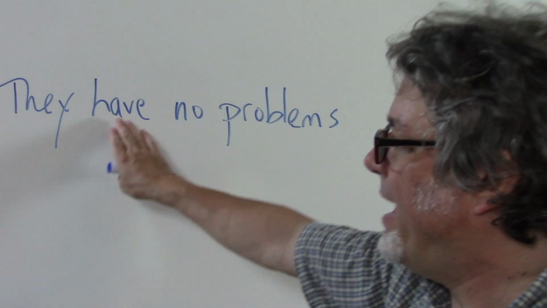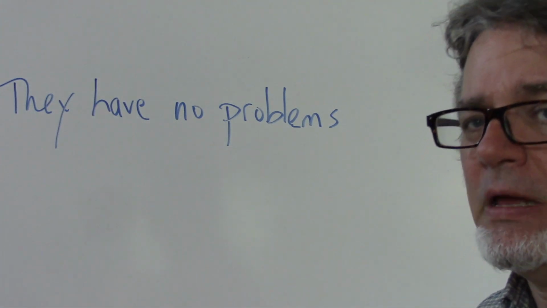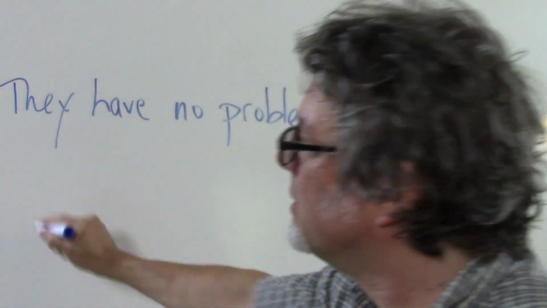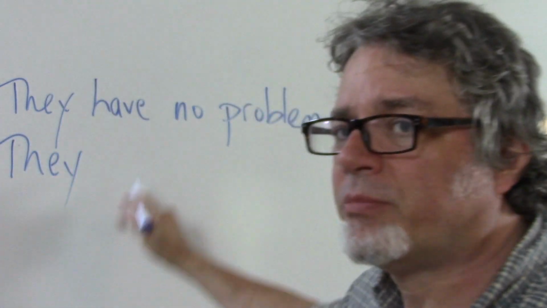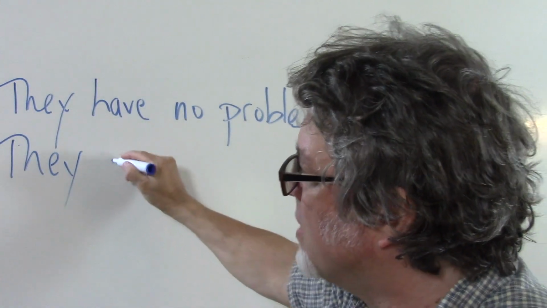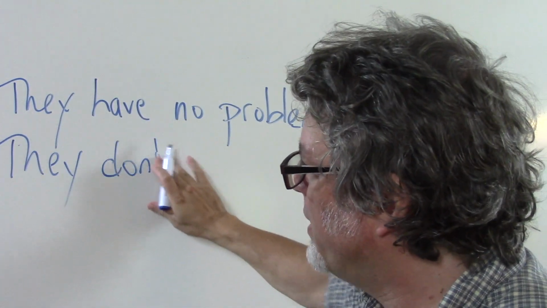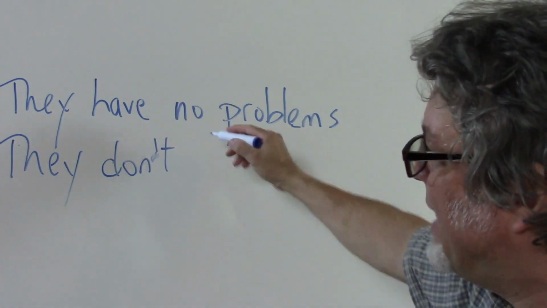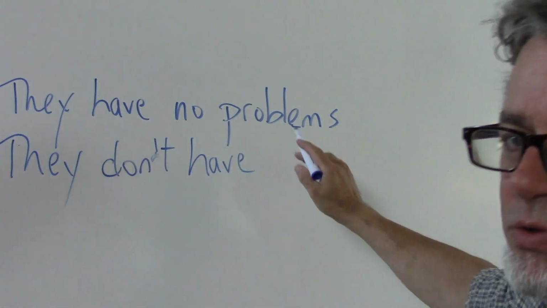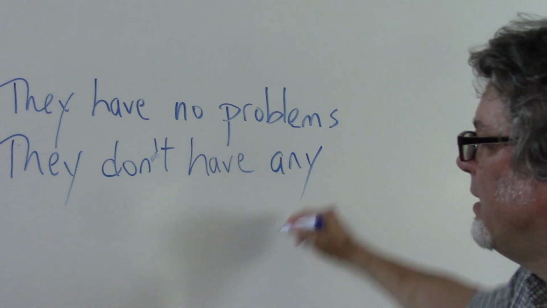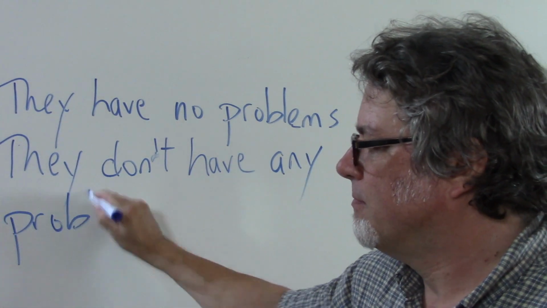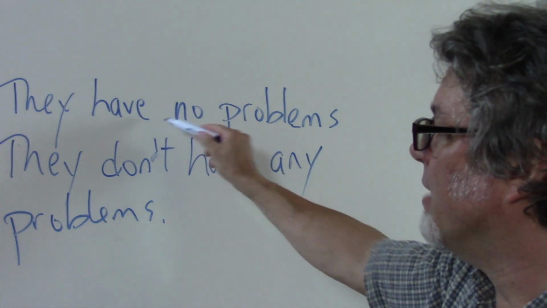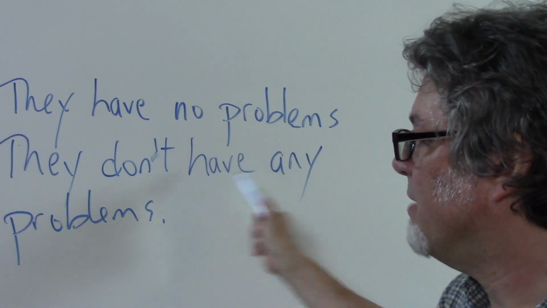Here I'm using the verb have. They have no problems. If I want to use not with this verb, this is in the present tense, so I'm going to use the helping verb do and then just tack on not. So they don't have, and then use the word any. They don't have any problems. Again, here's the difference. They have no problems. They don't have any problems.